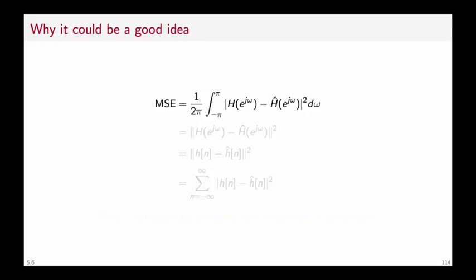A justification of this method is the fact that if we compute the mean square error between the original filter and the approximation, we have that the norm of the error in the frequency domain is the integral from minus pi to pi of the frequency response of the ideal filter minus the frequency response of the approximated filter, squared. This is equal to the norm squared of the difference between the two frequency responses, and thanks to Parseval's theorem, this is also the norm squared of the difference between the impulse responses in the time domain. And so we can write that the mean square error is simply the sum from n equal minus infinity to plus infinity of the difference between the two impulse responses squared.